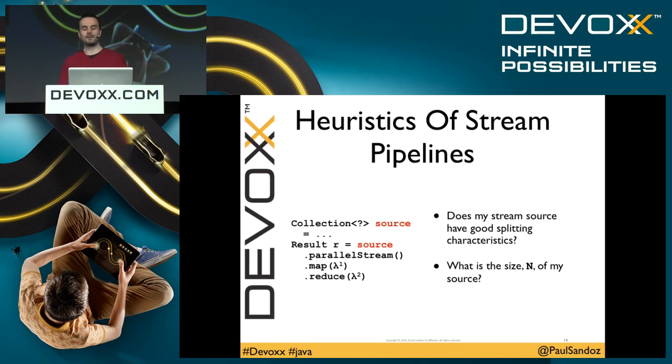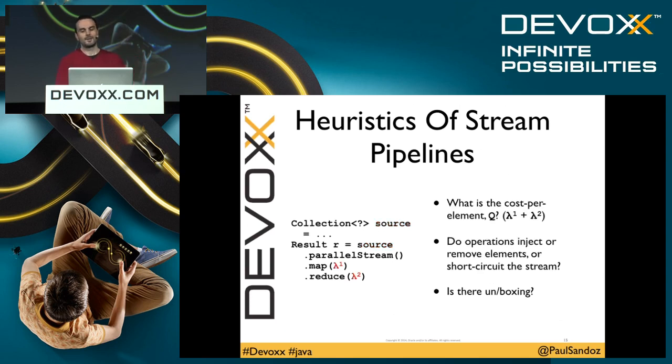What is the size, n, of my source? Actually, I'll explain a bit about that now. An array list might have good splitting characteristics, because we know the size and we can index into the array very fast, whereas a linked list might not, because we have to traverse through it one by one by one by one. A small array list, like 10 elements, might not have enough work to do. It depends on what's happening with the lambdas inside here. Whereas an array list with 1,000,000 elements has more work to crunch on.